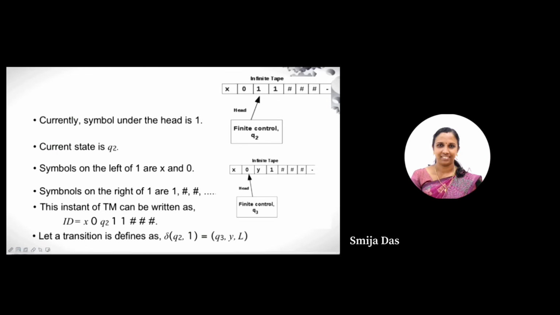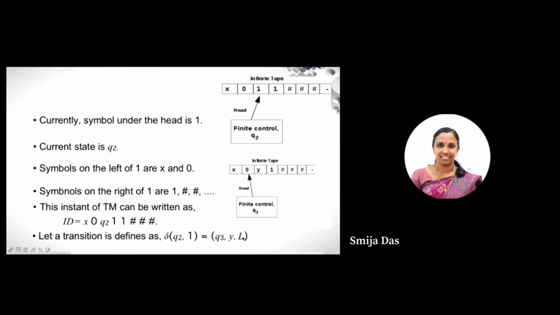Now after this instantaneous description, during the next instant, the Turing machine may be in some other configuration, and that configuration is represented as delta of q2, 1 equal to q3, y, left. It means that from the state q2, on accepting the input symbol 1, it will move to the next state q3. This 1 is replaced with the tape symbol, new symbol y, and the read-write head will move towards left.